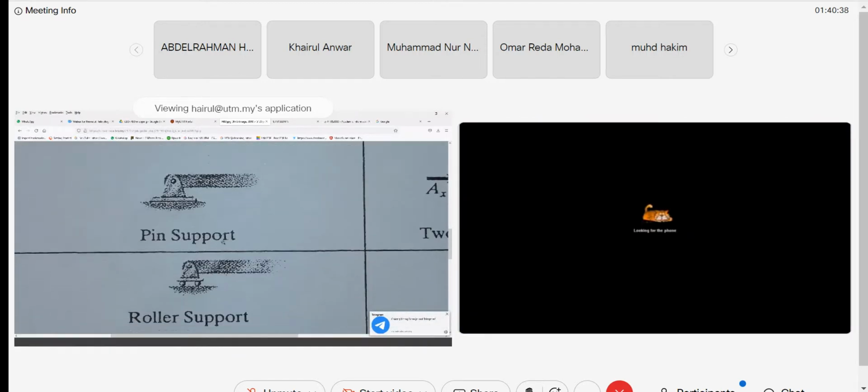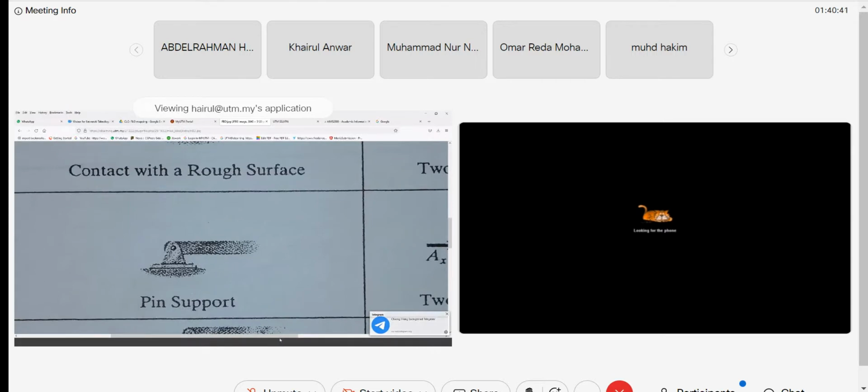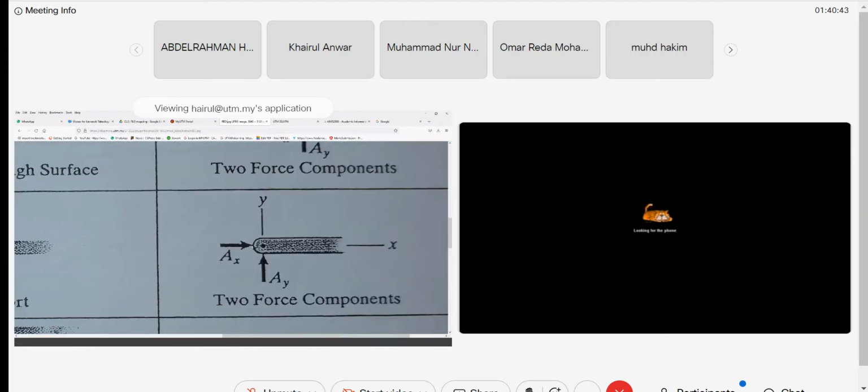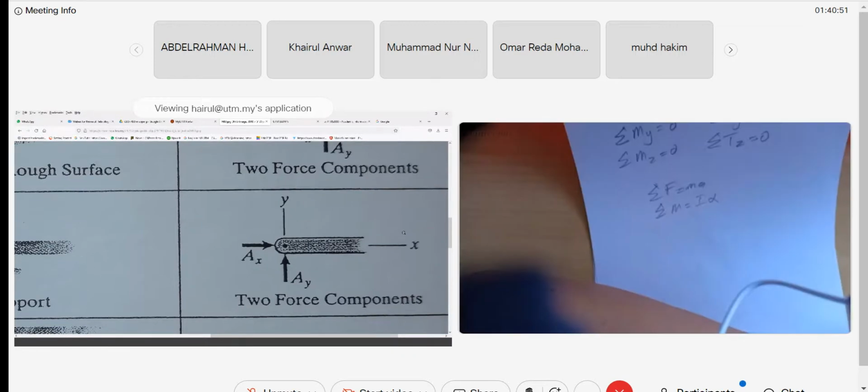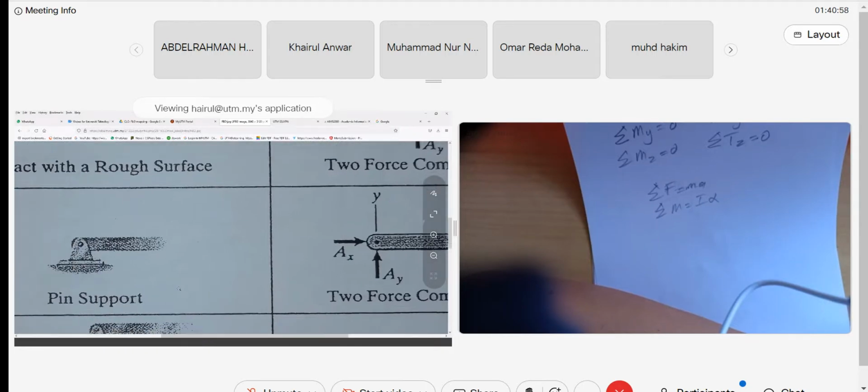For a pin support, a pin joint, the reaction, of course, we have A_y and A_x. No moment, guys. Pin joint, no moment. Some students make this mistake. There is no reaction moment. Can the class hear me? Class, can you hear me? Yes. Okay, sorry, my line is breaking up.